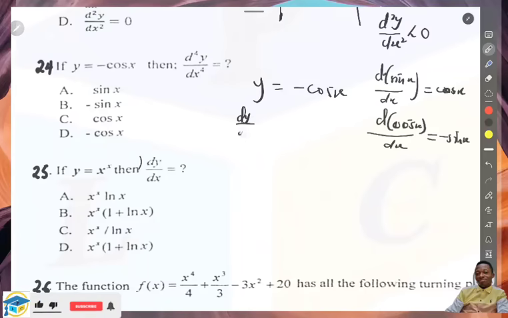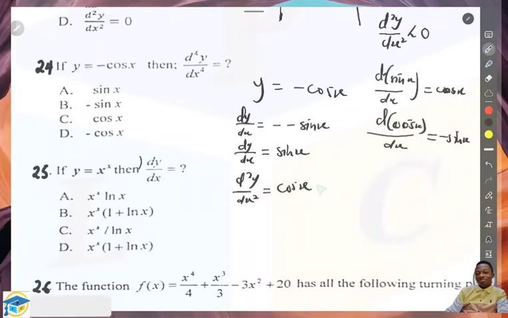Here we have dy over dx. Since the differential of cos x results in negative sine x, and cos x already had a negative, we have dy over dx equal to positive sine x. Then for the second derivative, d squared y over dx squared, the differential of sine gives cos x. Let's continue: for the third derivative, d cubed y over dx cubed, we differentiate cos x again, which results in negative sine x.